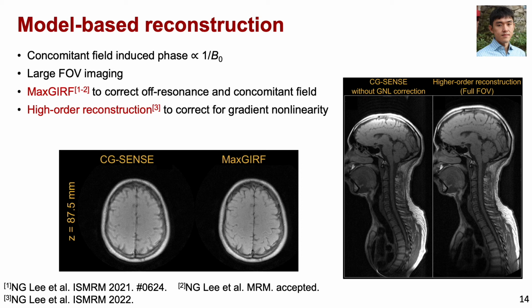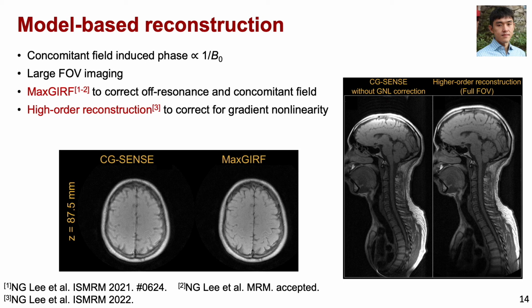Another challenge of large FOV imaging is gradient nonlinearity, as can be seen in this example image. This part is largely distorted, which prevents precise quantification. Nam Li from our group is leading a series of studies applying model-based reconstruction to resolve all these image artifacts. The MaxGIRF work, recently accepted by MRM, looks into using GIRF-predicted waveforms to correct for concomitant field and off-resonance effects.